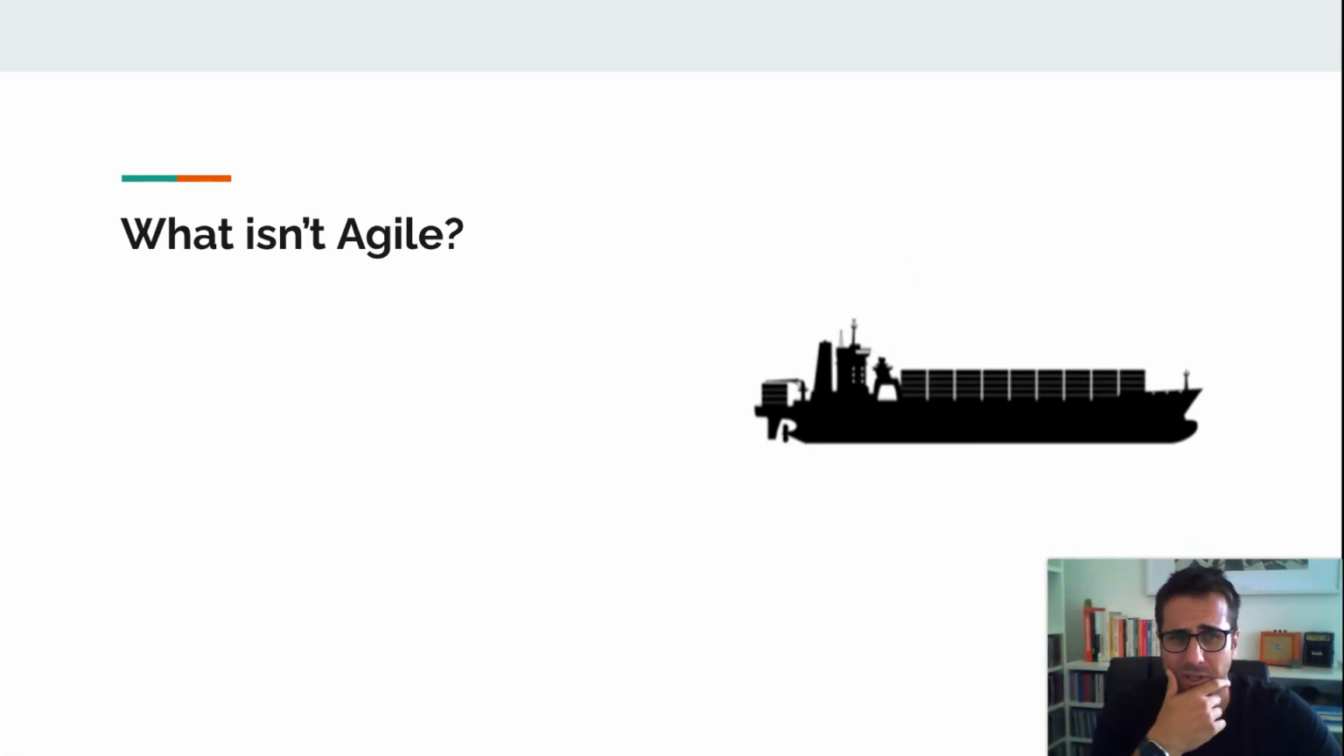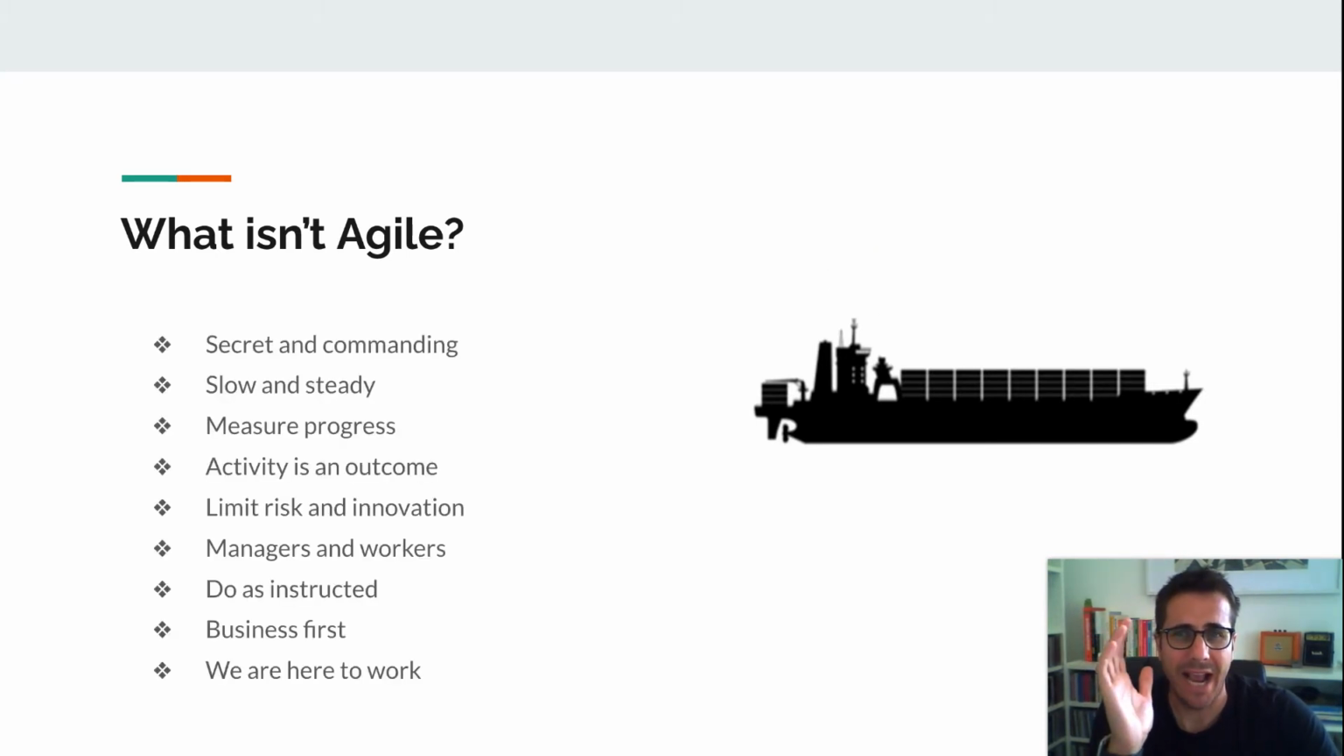What isn't agile? It's what I call containership organizations. So there's a place for containerships, of course there is. But the attributes of a containership are what make traditional ways of working non-agile. They are secret in there. The people at the top, they don't need to be transparent. So it's either secret or they just simply don't see the need to share the information. They're very much commanding. You will do this. It's slow and steady progress. We measure progress rather than successive delivery.